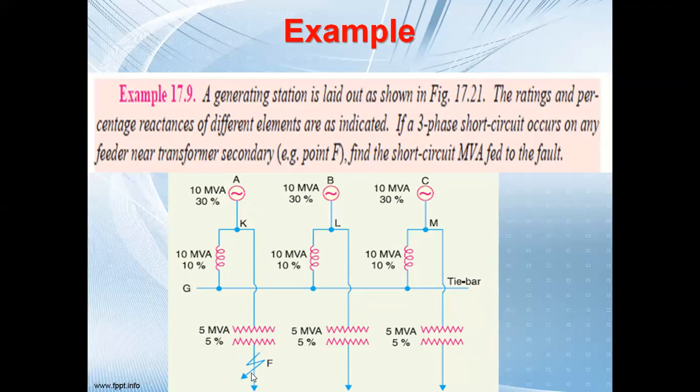Now I will wait for some time. I want some answer from your end. Please do it. You calculate first the percentage reactance. It's a similar kind of process. You draw the reactance diagram, and from there you calculate the percentage reactance between the fault point and the generator.